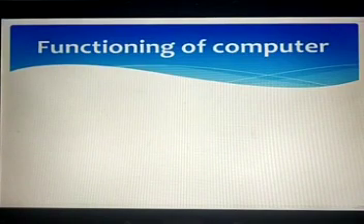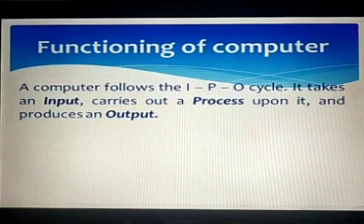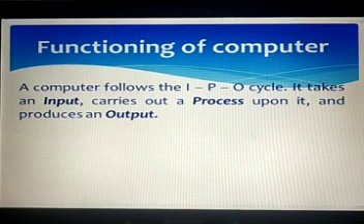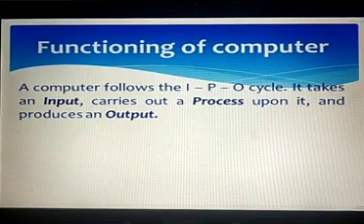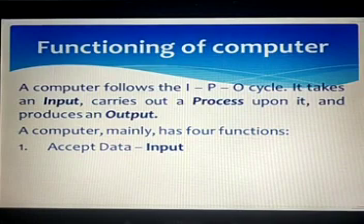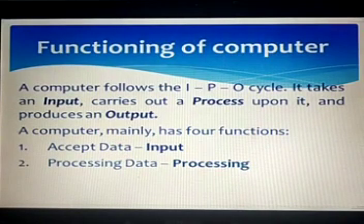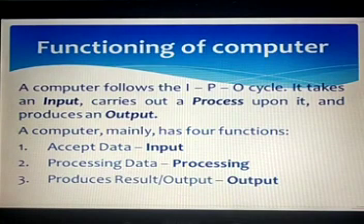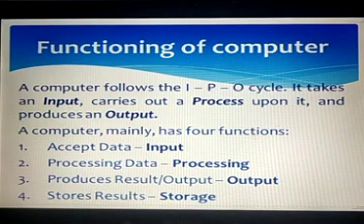A computer is not an exception to this rule. A computer also follows the IPO cycle. It needs certain input, carries out a process and produces the output. A computer mainly has four functions. First one, accept data, that is input. Processing data, that is processing. Produce a result, that is output. Store results, that is storage.